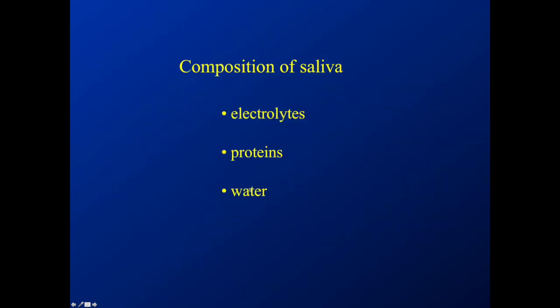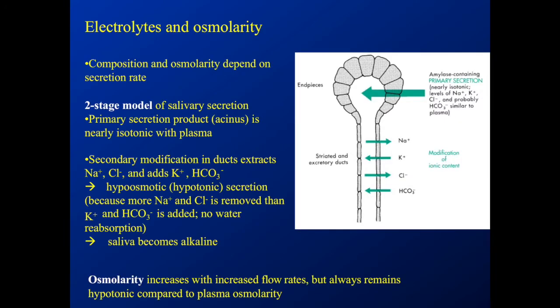The composition of saliva is standard for GI secretion. It consists of electrolytes, proteins, and water. Water is the largest part of it by volume. And the composition of saliva depends on its secretion rate, and the reason for this is that it's a two-stage model. You get primary secretion product from the acinus, and this is very similar then in its osmolality to the plasma.